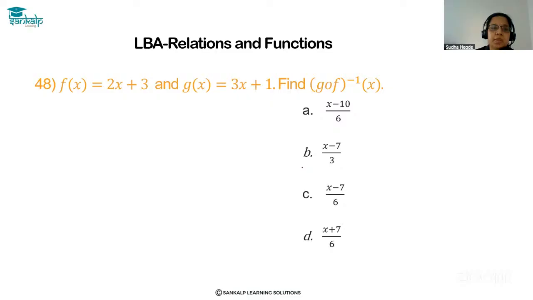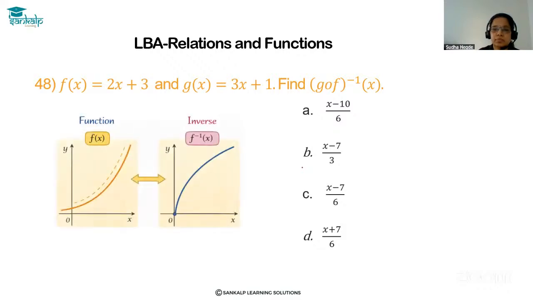Hi students. The question is, f of x is equal to 2x plus 3 and g of x is equal to 3x plus 1. You need to find g composition f inverse x. So to find g composition f inverse x, first you need to find g composition f. What is g composition f of x?